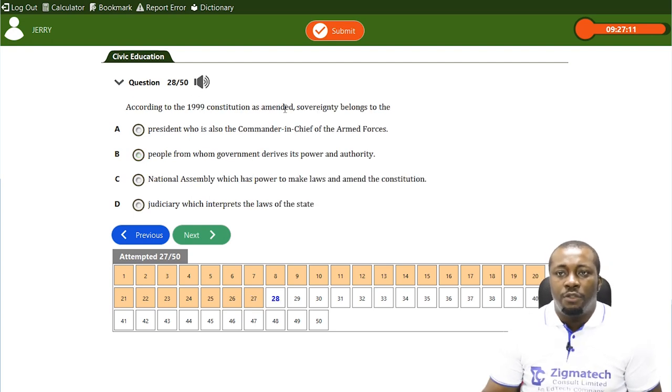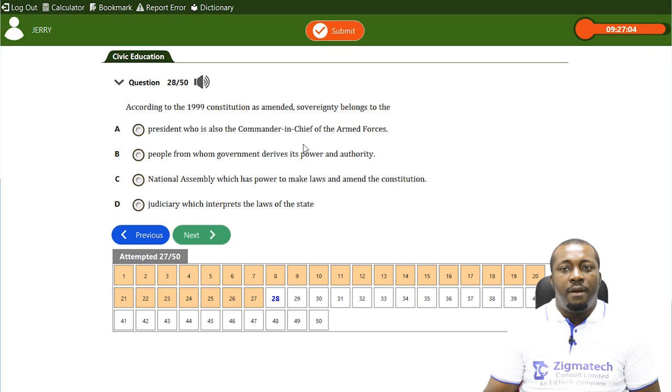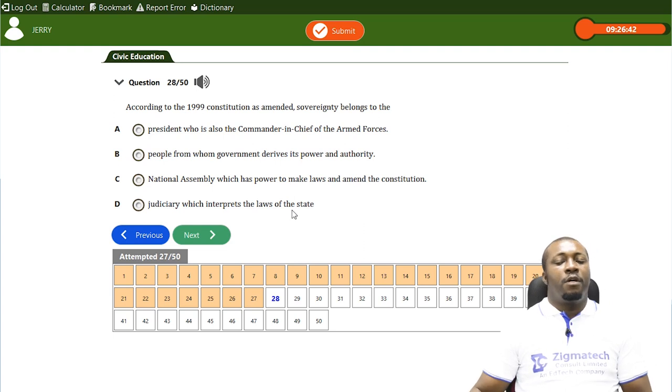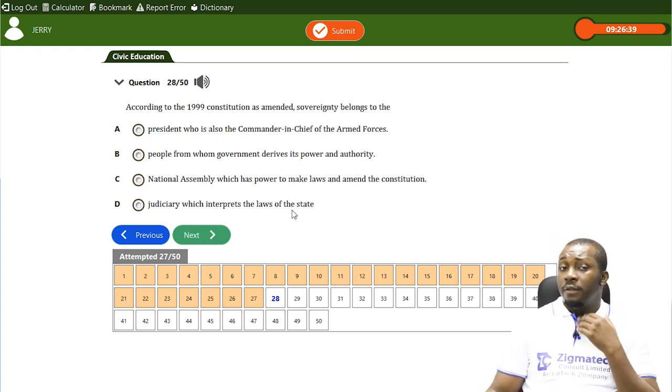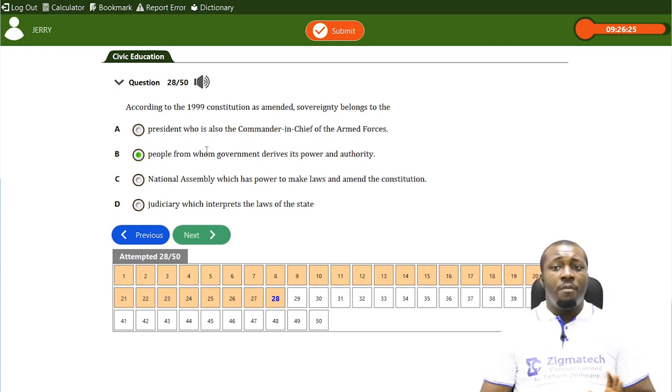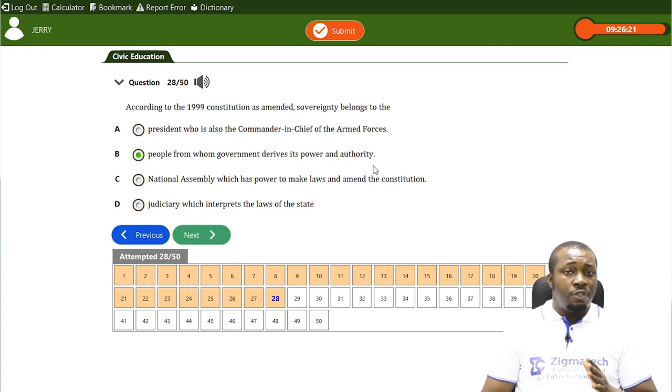According to the 1999 Constitution as amended in 2011, sovereignty belongs to the A, President, who is also the Commander-in-Chief of the Armed Forces, B, people from whom government derives its powers and authority, C, National Assembly, which has power to make laws and amend the Constitution, D, judiciary, which interprets the laws of the state. Now, our preamble says, "We, the people of Nigeria." It starts with that. So, even normally in a democratic government, which Nigeria practices, sovereignty belongs to the people from whom government derives its powers and authority. The Constitution even spelled it out.